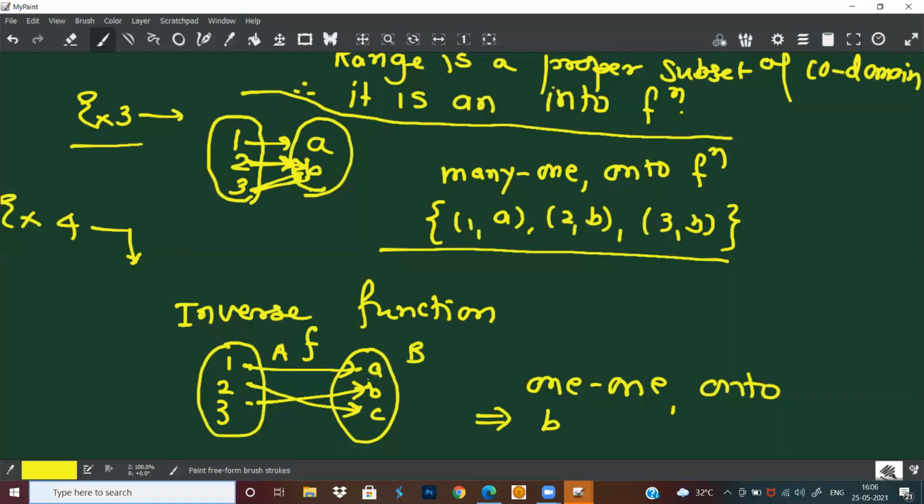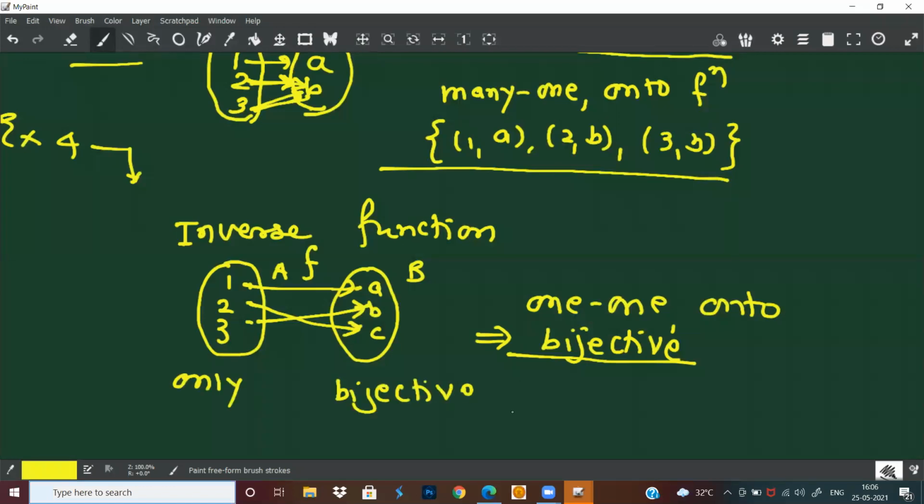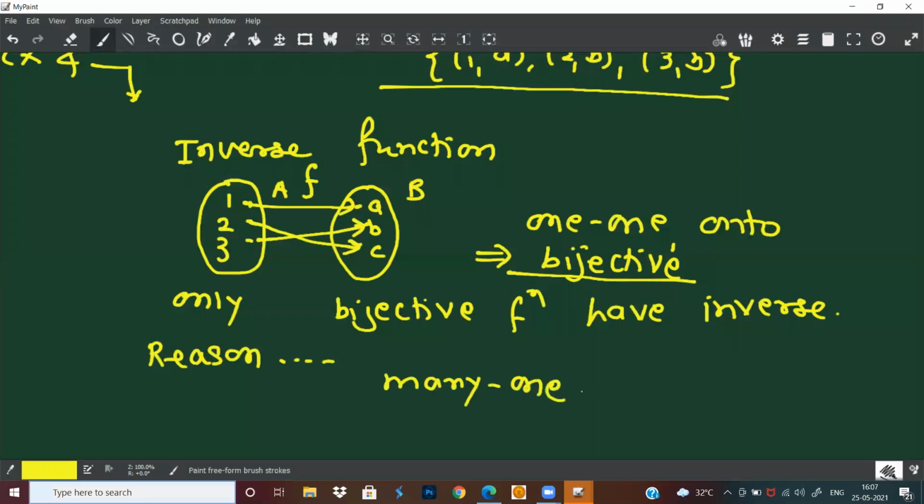Only bijective functions have inverse. सारे functions को inverse नहीं होता. Reason? अगर कोई function है many to 1, so उसका inverse में आएगा 1 to many, which will not be a function only.